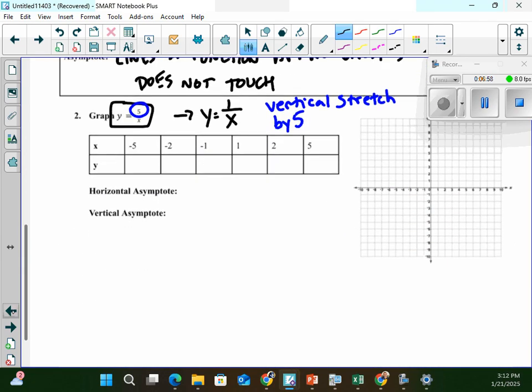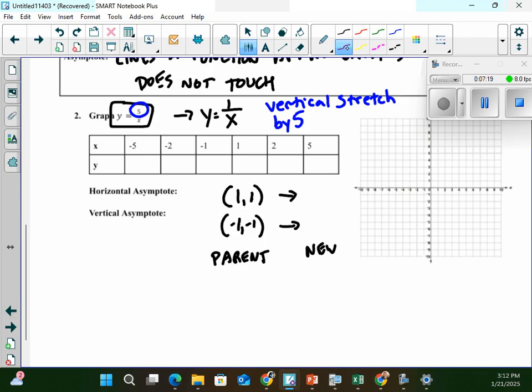So if we're trying to graph y equals 5 over x, we want to transform those 2 points from the parent function. We would transform it for our new function. Well, if there's a vertical stretch by a factor of 5, we're simply going to take the y coordinates and multiply them by 5. So we have the 2 new pairs of 1, 5 and negative 1, negative 5. Let's go ahead and plot those.